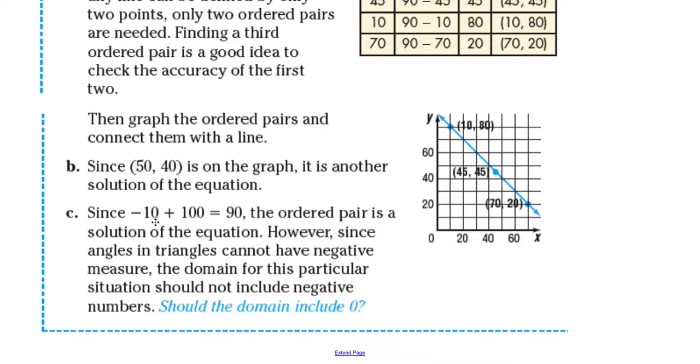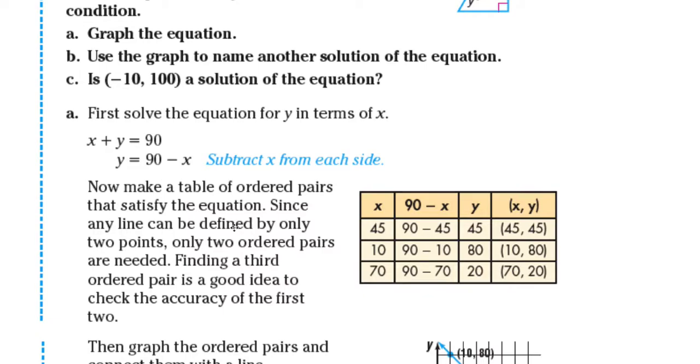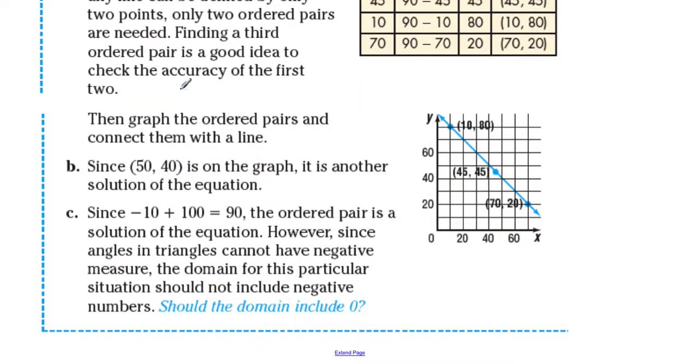So we substitute the values of x and y. Negative 10 plus 100 equals 90. Since you have negative 10 as your x and 100 as your y, this is your x and that is your y, and we substitute that. That's why we have negative 10 plus 100 equals 90. The ordered pair is a solution of the equation.